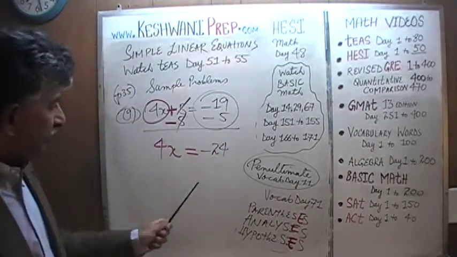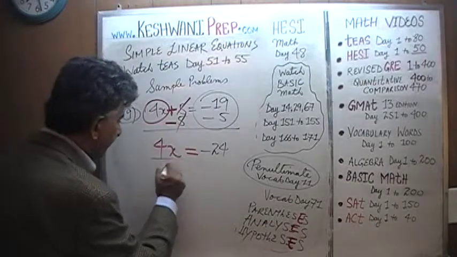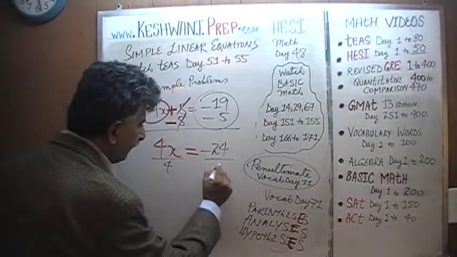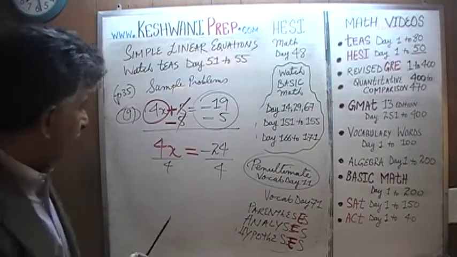We're not interested in the value of 4x, we want the x by itself. Let's divide both sides by 4. How much is negative 24 divided by 4?